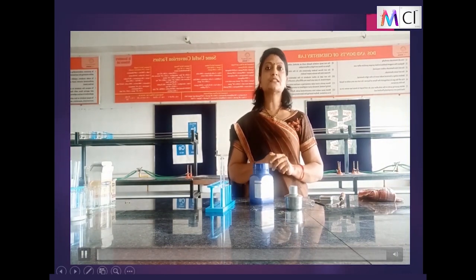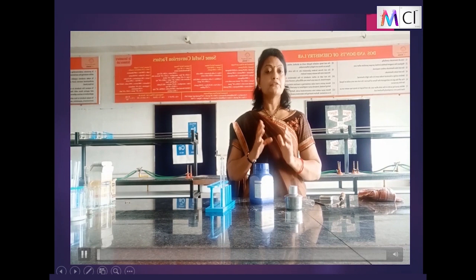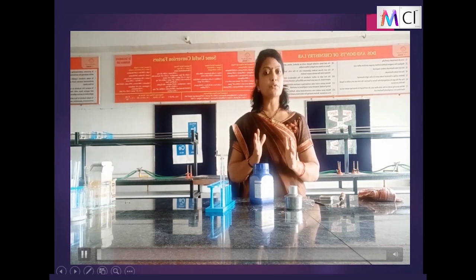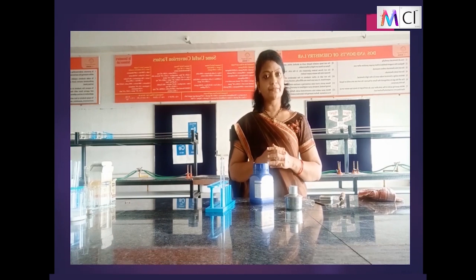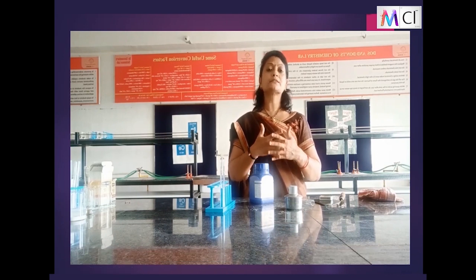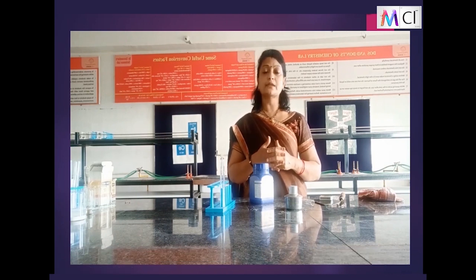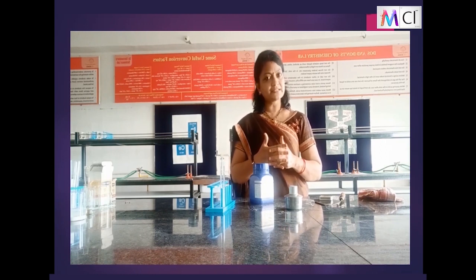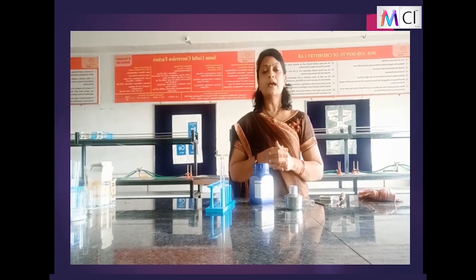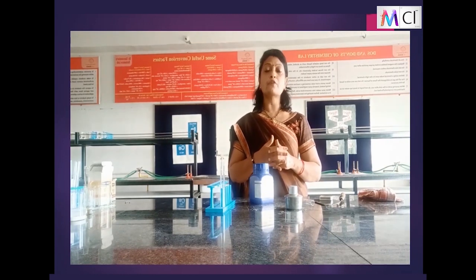Children, next let us see the decomposition reaction. Decomposition means to break down. To break down any substance, we will require energy. So, the energy which is given in the form of heat is termed thermal decomposition. When the energy is given in the form of electricity, it is termed electrolysis. And when the energy is given in the form of sunlight, it is termed photolysis.